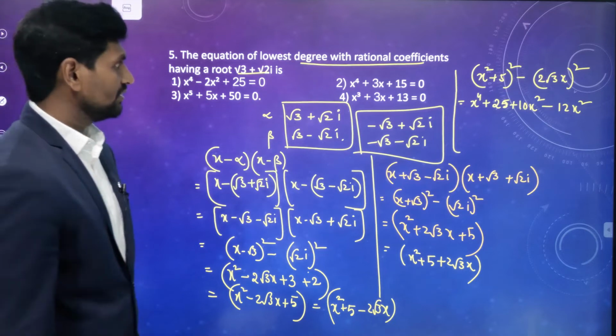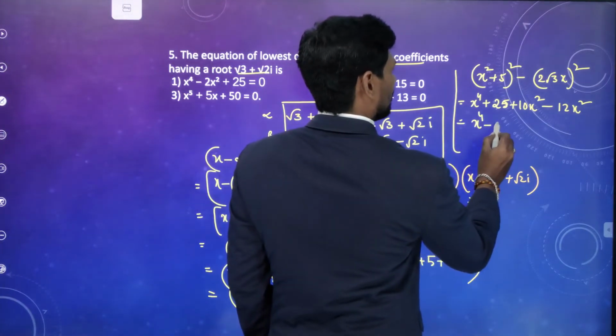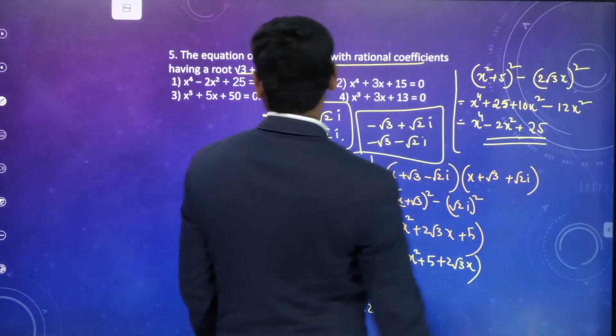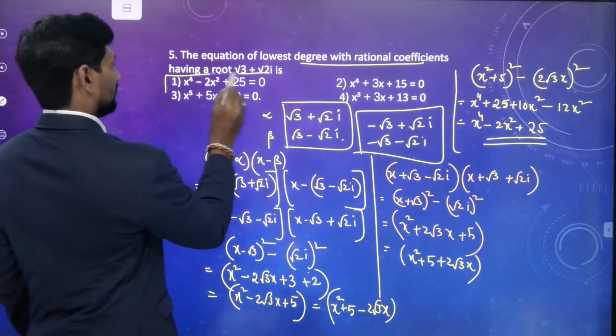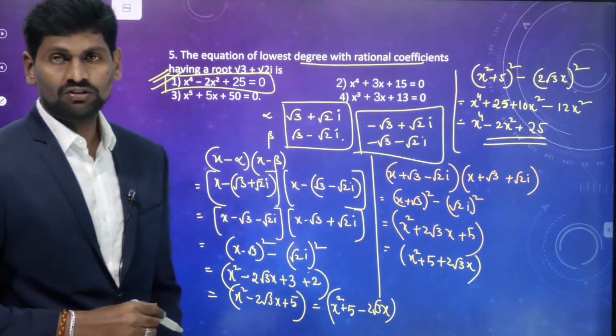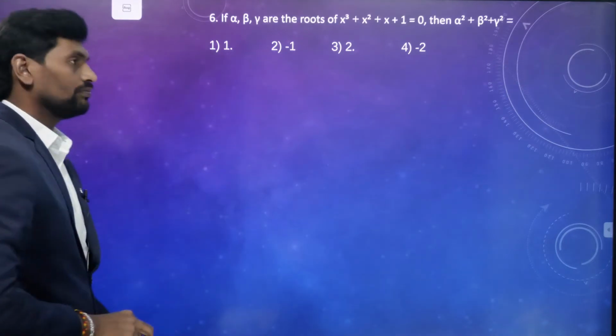Okay? So that is x power 4 minus 2x square plus 25. x power 4 minus 2x square plus 25 will be the first option. Okay, now let us go to the next problem.